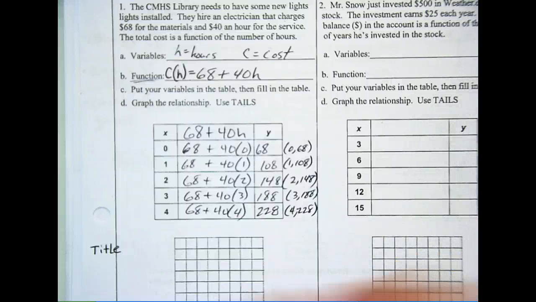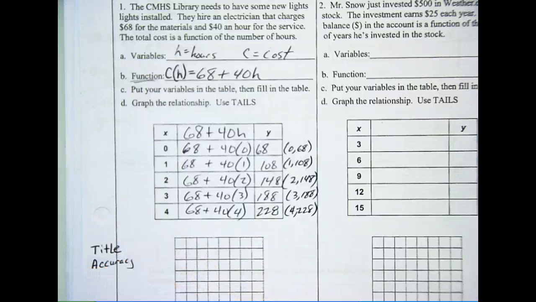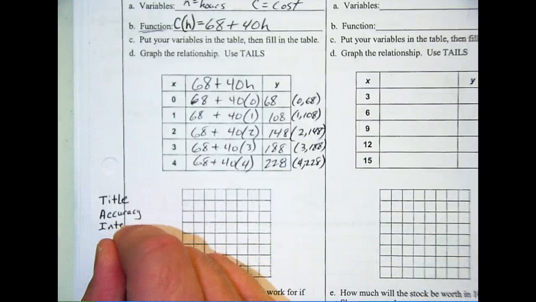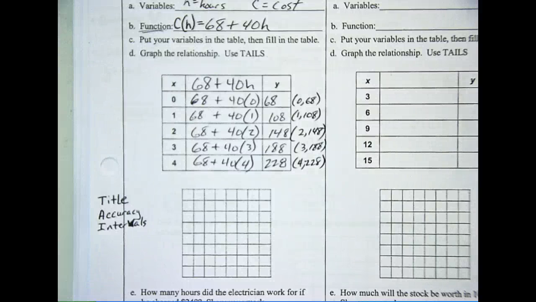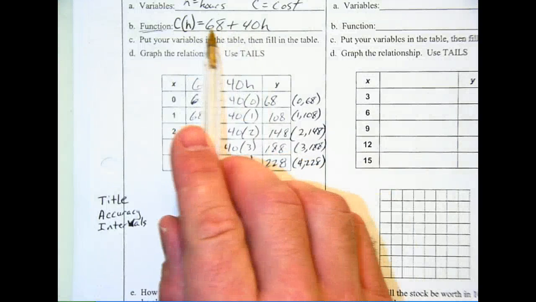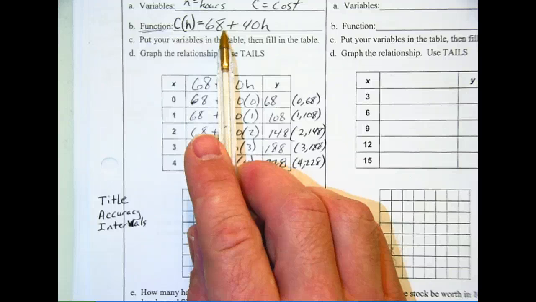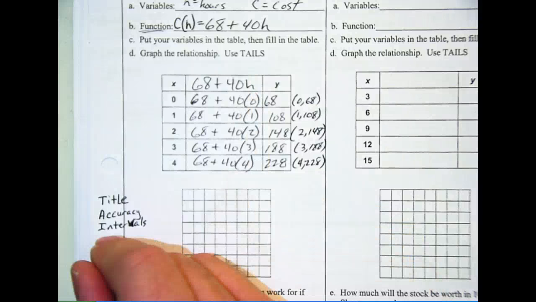So what I call A is accuracy. I change it up because I feel cool like that. So title, accuracy, intervals. What's the equation look like? Does it have a variable to the second power? Yep, it's linear. Okay. Intervals, label.